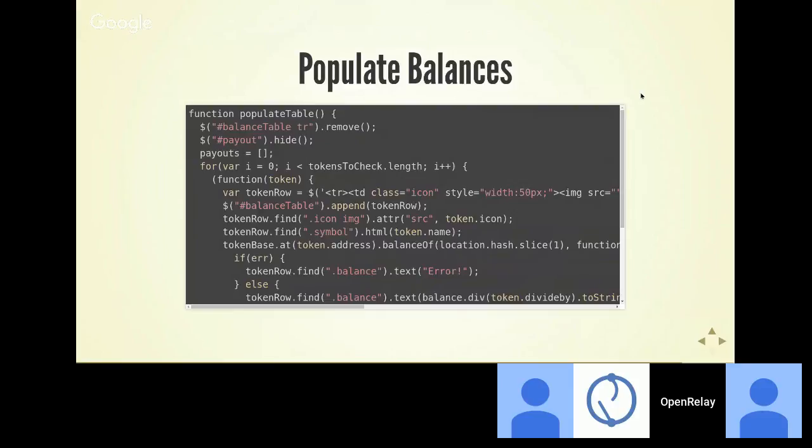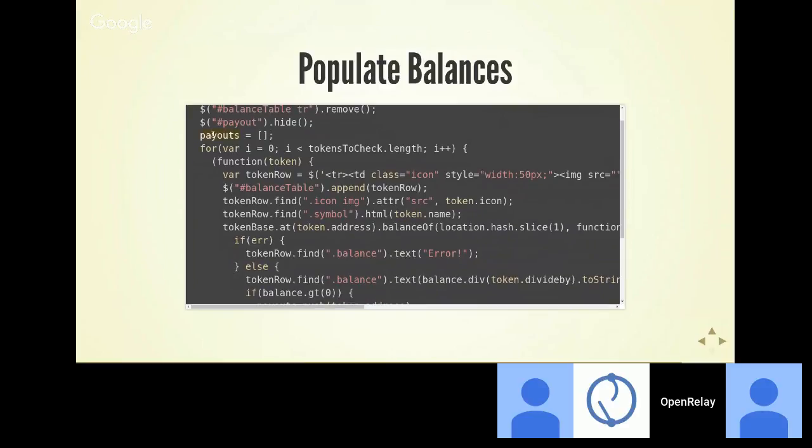So one of the things that the affiliates dashboard has is a table of all of the balances that the affiliate contract address had. Here we are going to populate that table. We start out by removing all of the rows from that table and hiding the payout button. We remove the rows because if there are already rows there, we're about to add new rows, and we don't need to list balances for the same token more than once. We hide the payout button.